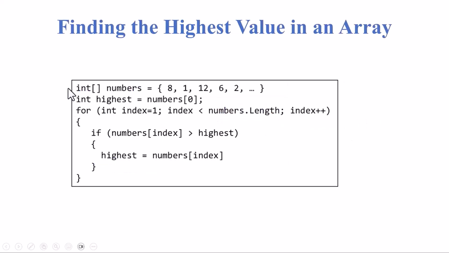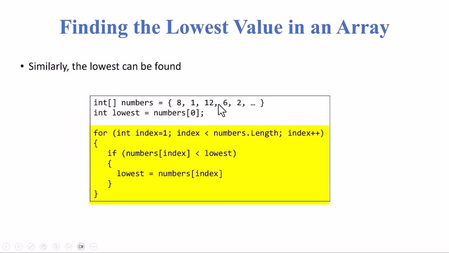The coding looks something like this. Here's that int array called numbers, and we have those 8, 1, 12, 6, 2 in there. You actually set that highest variable right here and put in the first value. And then you write that loop to go through the rest of them. Same thing with finding the lowest value. We put the lowest value in there, and we go through comparing it to see if it's lower than the one we've seen before.